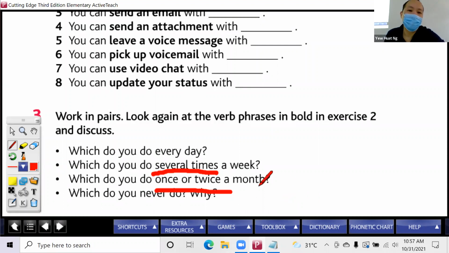No. I send an email. I email once or twice a month. Okay. Next one. How about this one?